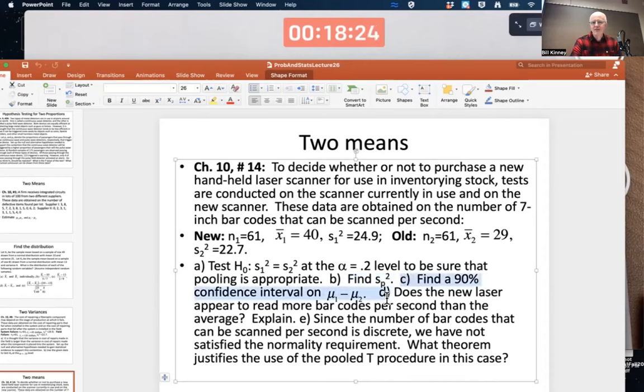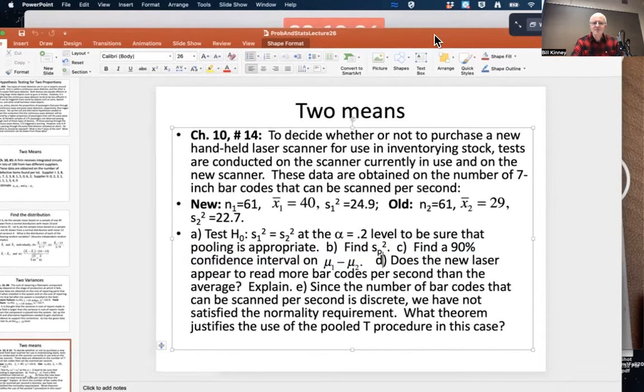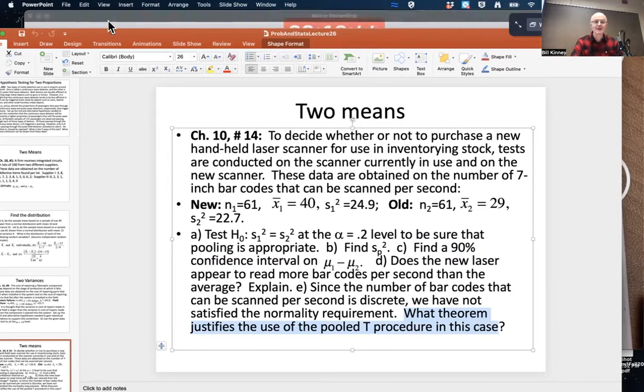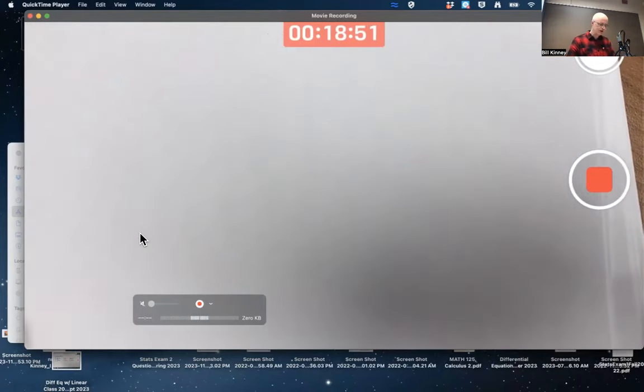Find a 90% confidence interval to estimate mu1 minus mu2. For what purpose? To compare mu1 and mu2. Also, do they say do a test? No, but they do ask what theorem we are using to do a T procedure. I will do a hypothesis test as well here. Let's do the confidence interval first.